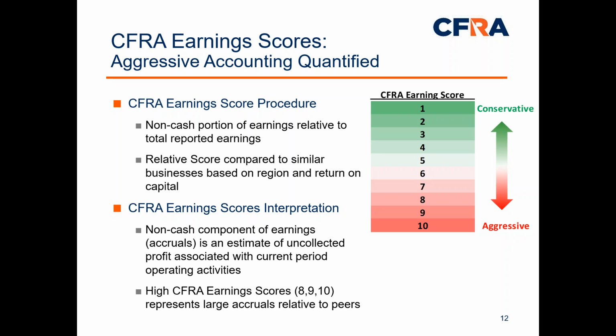Here's how you should interpret these scores. We're first measuring the non-cash component of earnings. It's an estimate of uncollected profit associated with the current period. So high CFRA earnings scores or more aggressive CFRA earnings scores are 8, 9, and 10. These represent large accruals relative to peers, or another way of saying lots of uncollected profit in the current period relative to peers.